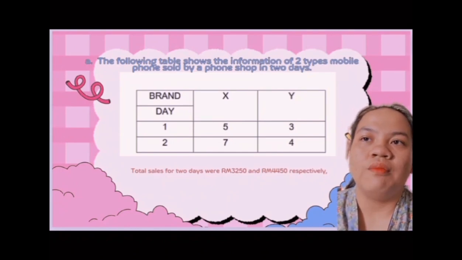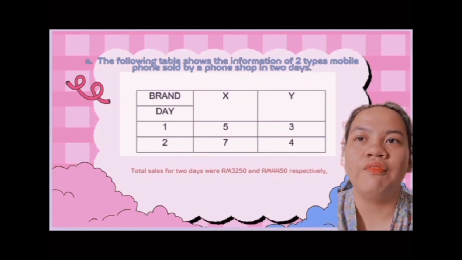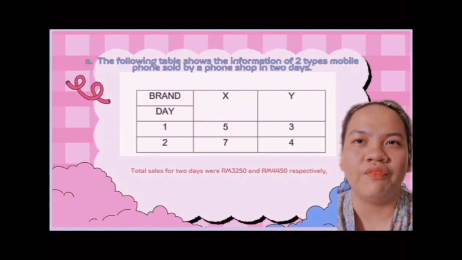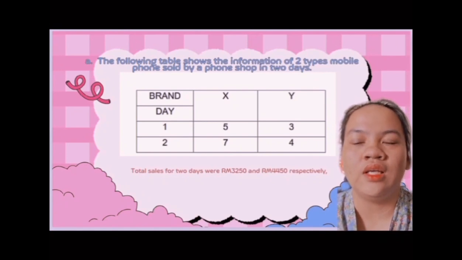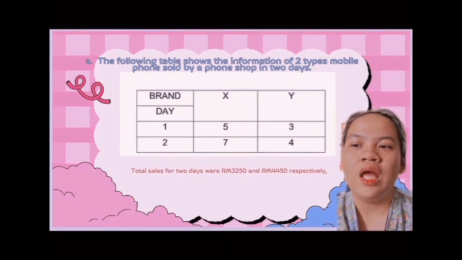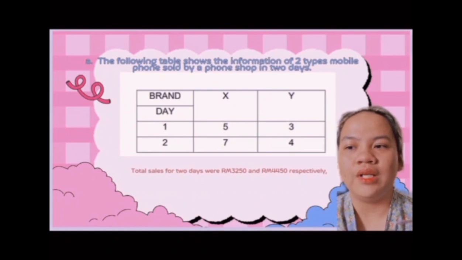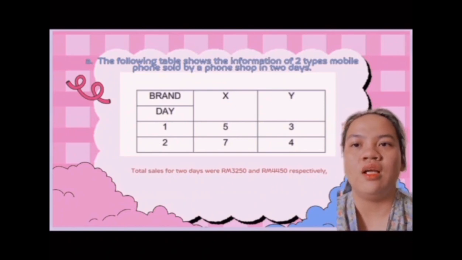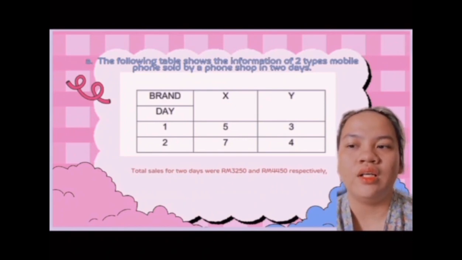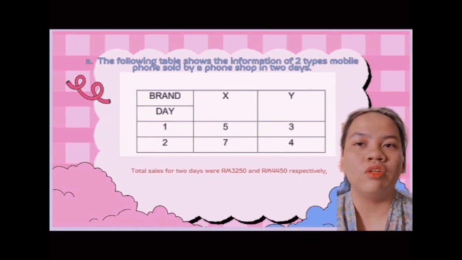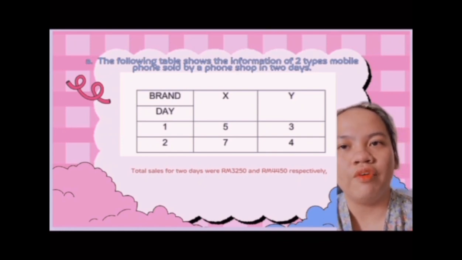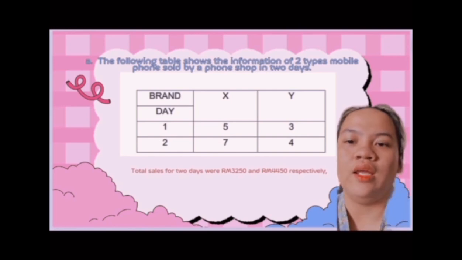I would like to talk about question A. The following table shows the information of 2 types of mobile phones sold by a phone shop in 2 days. 5 mobile phone brand X and 3 mobile phone brand Y were sold with a total sale of 3,250 on the first day, and 7 mobile phone brand X and 4 mobile phone brand Y were sold with a total sale of 4,450 on the second day.